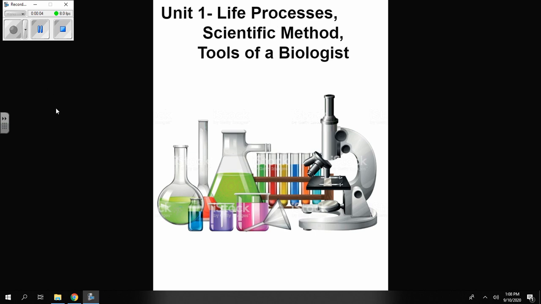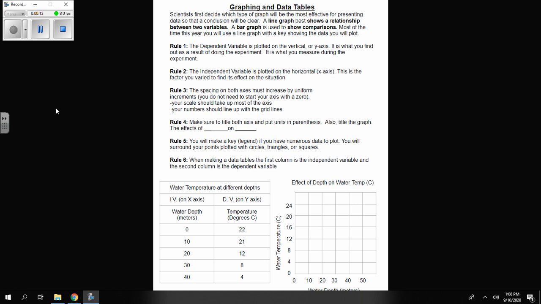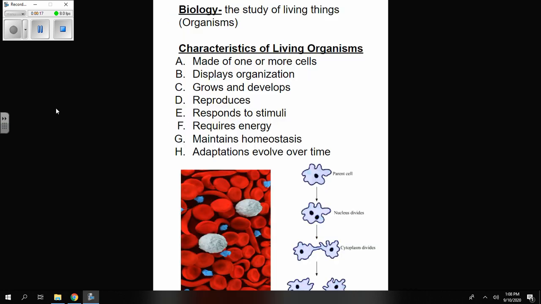Unit 1, Life Processes, Scientific Method, Tools of a Biologist. We'll skip the graphing and data tables. We will have a separate video about graphing.